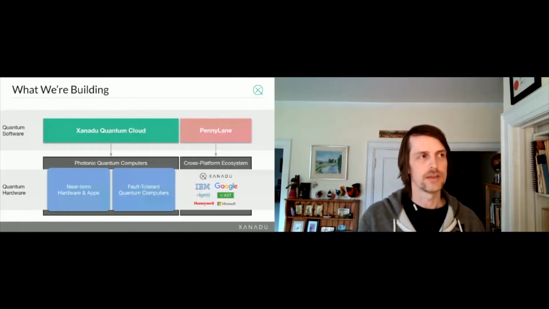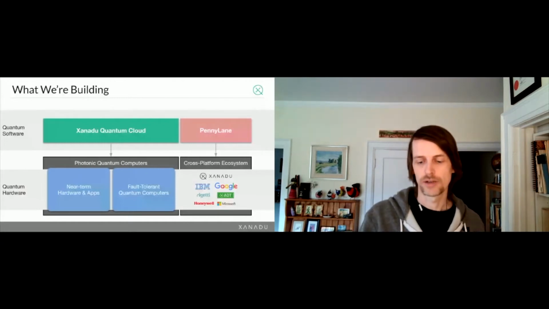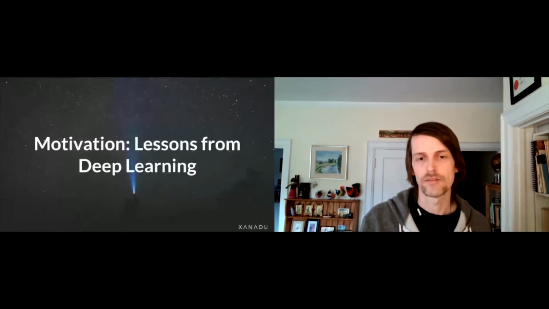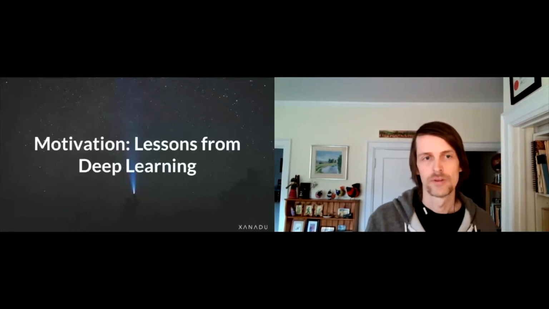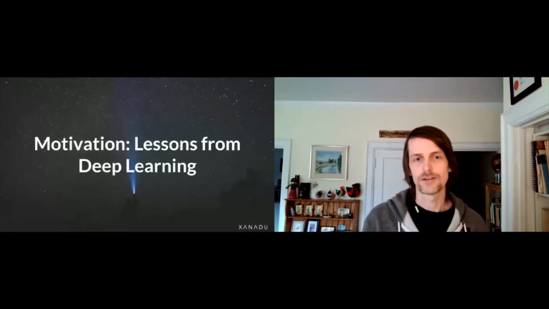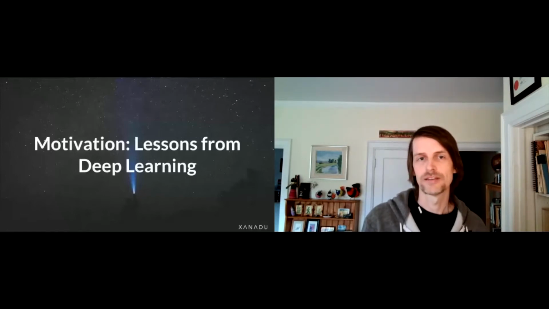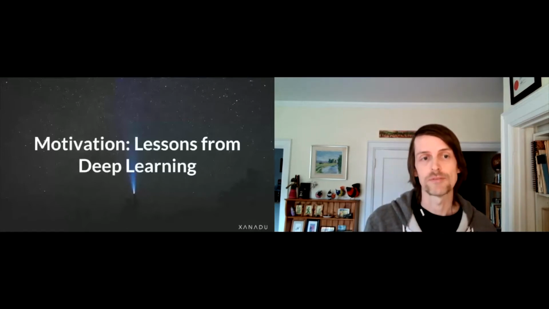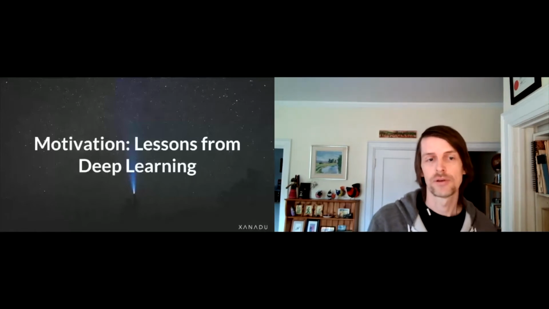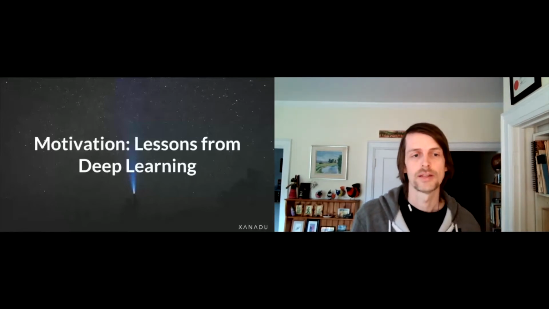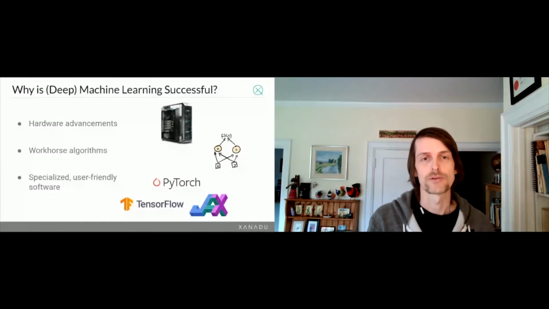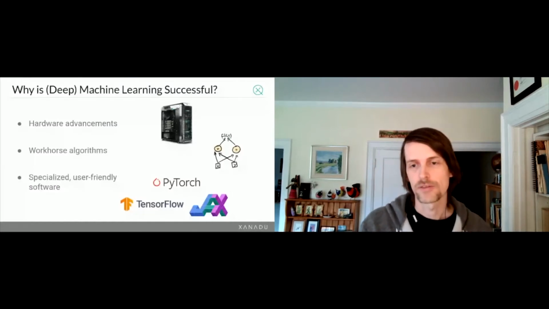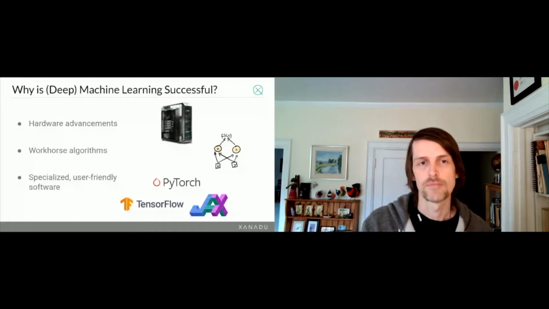In terms of the topic of software for quantum machine learning, I really want to go back to the motivation that I have entering this field from deep learning. I noticed in Alejandro's talk earlier, he had a very similar slide about what made machine learning and deep learning successful. I'm missing one of the points he had, which was data, but the other three are here: hardware advancements, which are things like GPUs, workhorse algorithms like backprop, and specialized software that allowed people to really rapidly prototype. From my perspective, those are the three main things that really helped make machine learning, and deep learning in particular, successful.